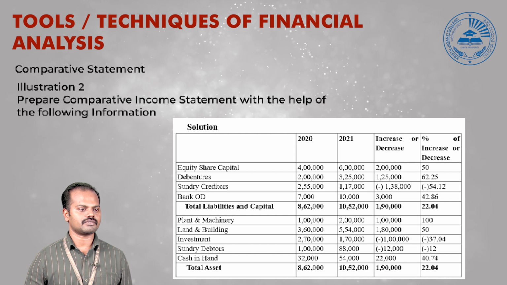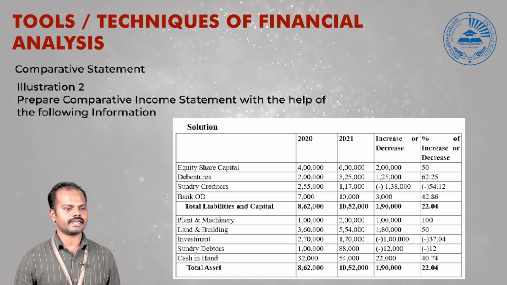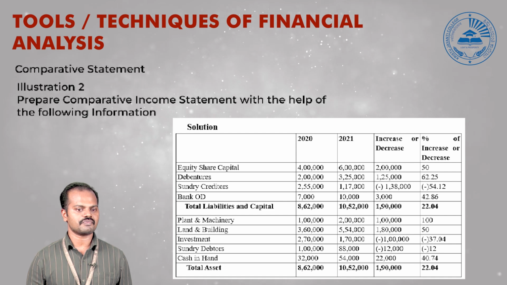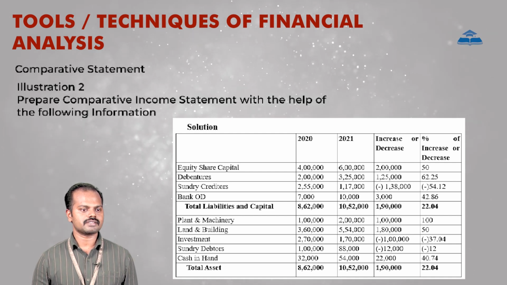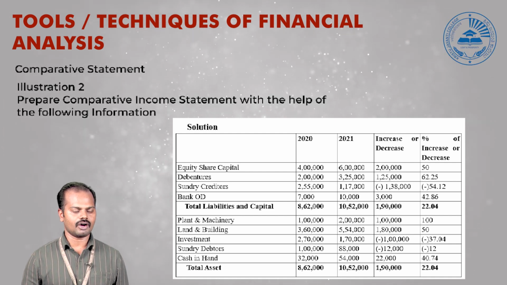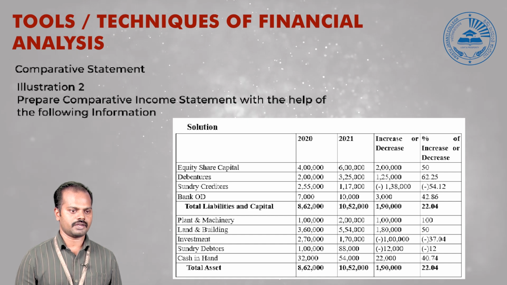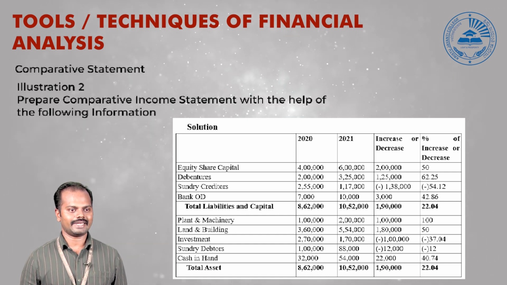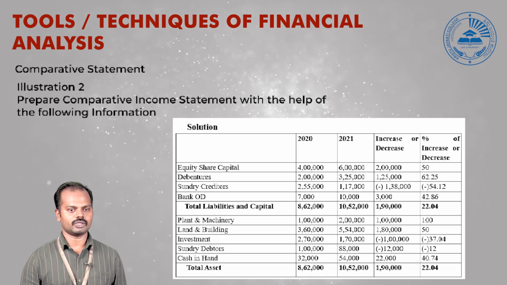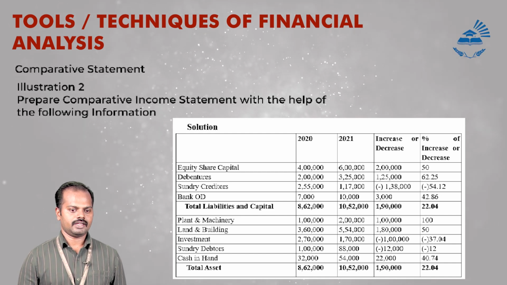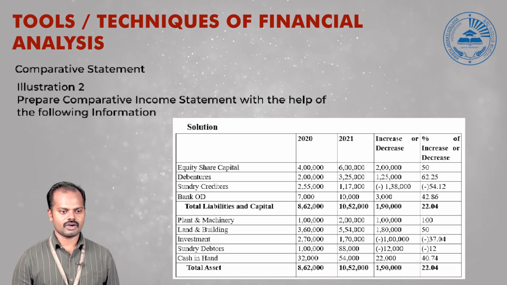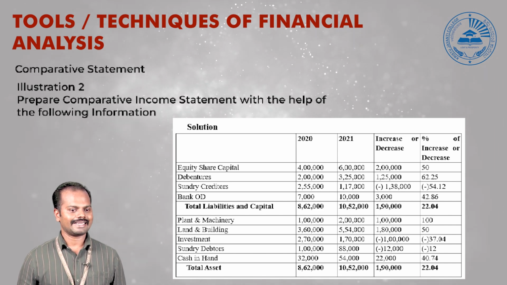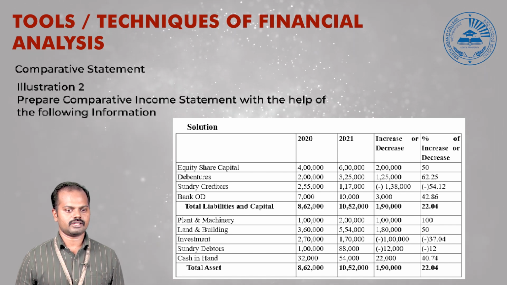The same calculation for others. So total liabilities and capital here 2020 is 8,62,000, so that means 22.04% of 8,62,000, that is 1,90,000 increase to next year. The same for the total assets, 22.04% of 8,62,000, that's 1,90,000 increase to next year.